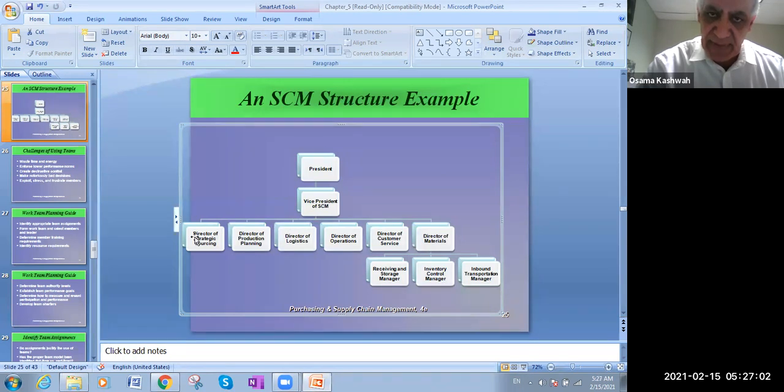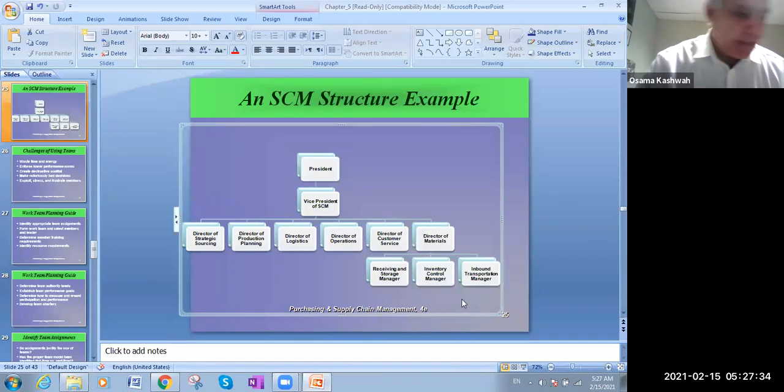By the vertical, but it's horizontal structure. So we'll find here director of strategic sourcing, director of production planning, director of logistics, director of operations, director of customer services, director of materials. Within the director of materials, as an example, we will have departments for receiving and storage manager, inventory control manager, and inbound transportation manager. So this is a kind of structure, for example, for the supply chain management structure.